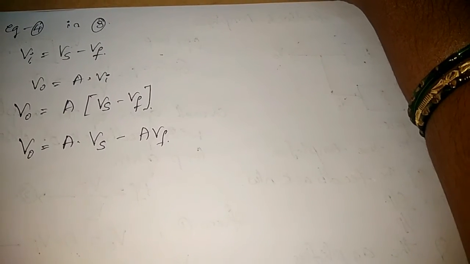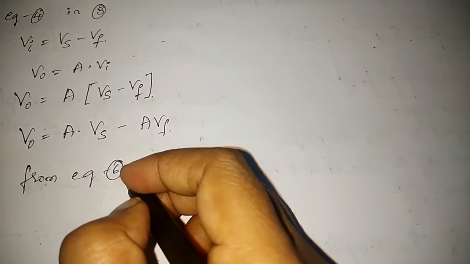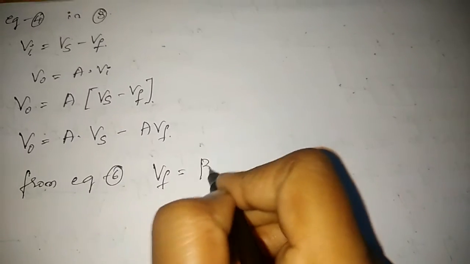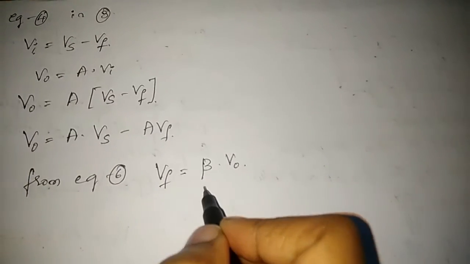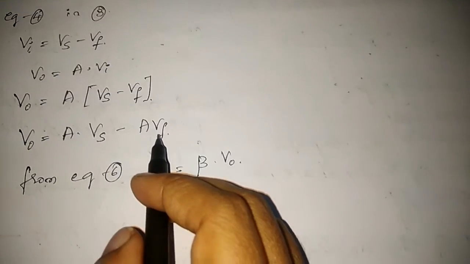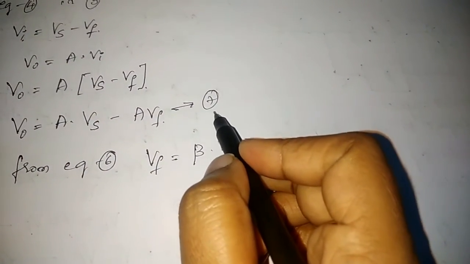So now from equation 6, we have, what is equation 6? Vf is equal to beta into V naught. So substitute this in this equation. Let me take this as equation 7. Substitute equation 6 in equation 7.